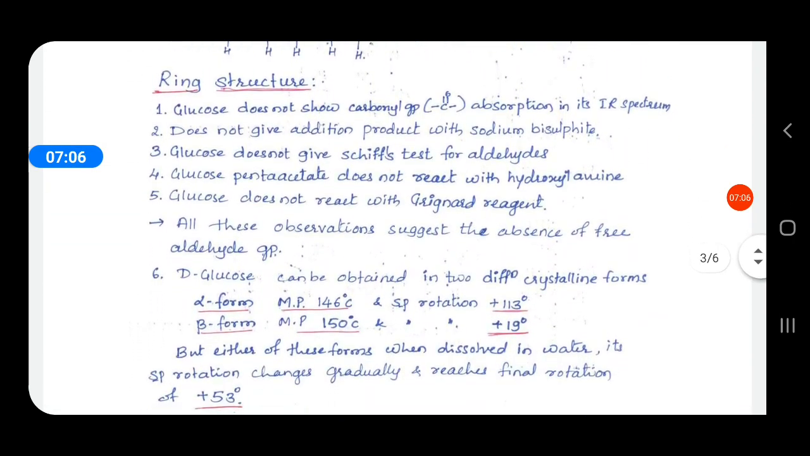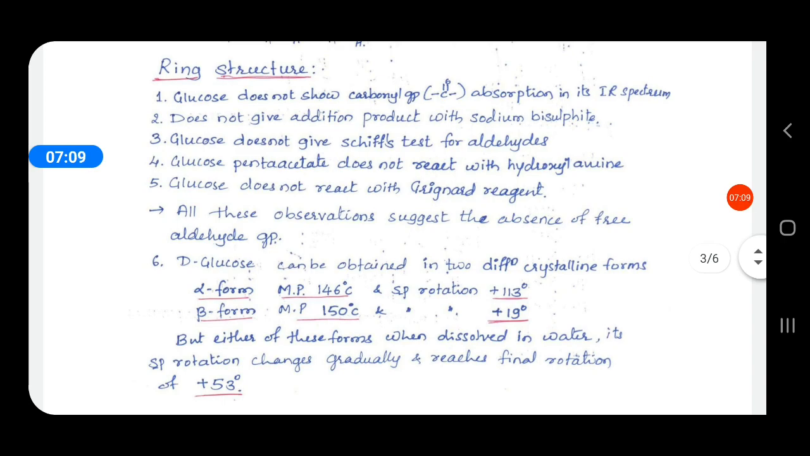So when the open chain structure is confirmed and some reactions are carried out, this structure can't give an answer for some of the reactions. So which are they? Glucose does not show carbonyl absorption in its IR spectrum. As we already confirmed, the CHO group is present. That should give the characteristic carbonyl absorption, but here it does not show the carbonyl absorption in its IR spectrum.